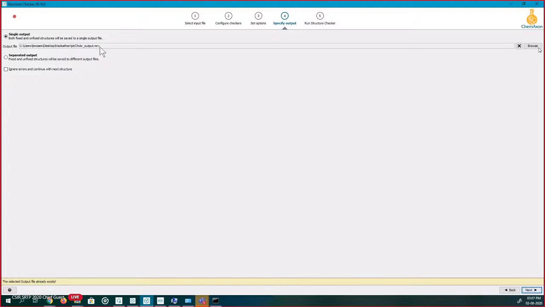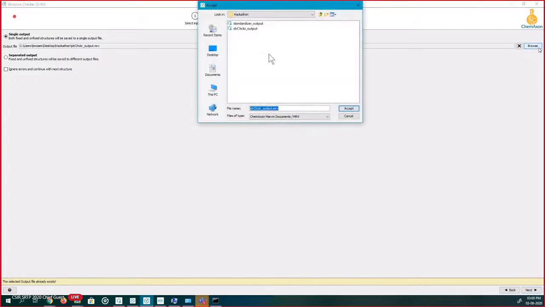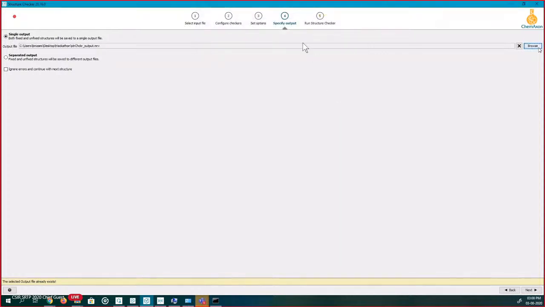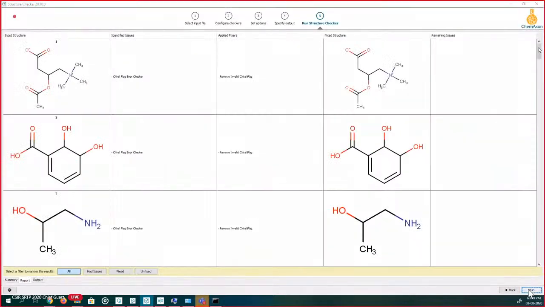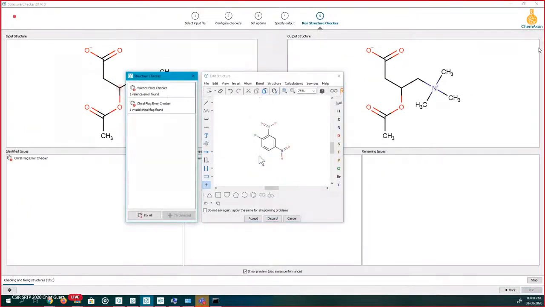Then next, I will define the output file, which is in my case a structure checker output file. It's the MRV document. I'm happy with that and accept. And let's go ahead and run next. And click run. Because I had already run, it's asking whether I want to run a structure check here again. Yes, I would like to run it again.